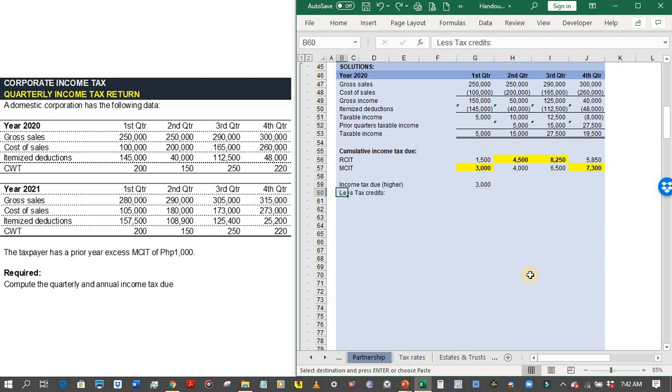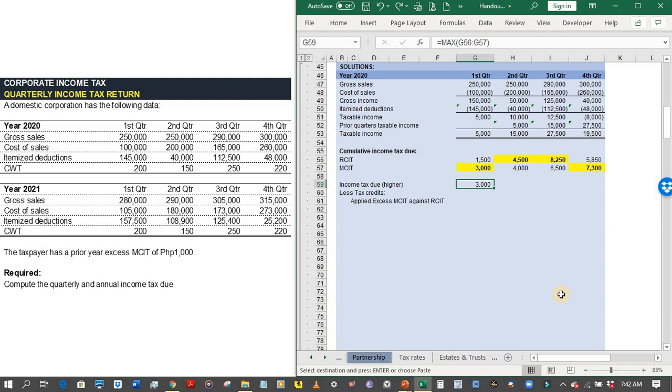So our tax credits is the applied excess MCIT, but only against RCIT. Since the first quarter, the higher amount is MCIT, we cannot deduct the 1,000 pesos excess MCIT from prior period because again, the 3,000 is MCIT and excess MCIT can only be applied against RCIT once RCIT is the higher amount, and that will be in the second and third quarter, where RCIT is the higher compared to the MCIT.